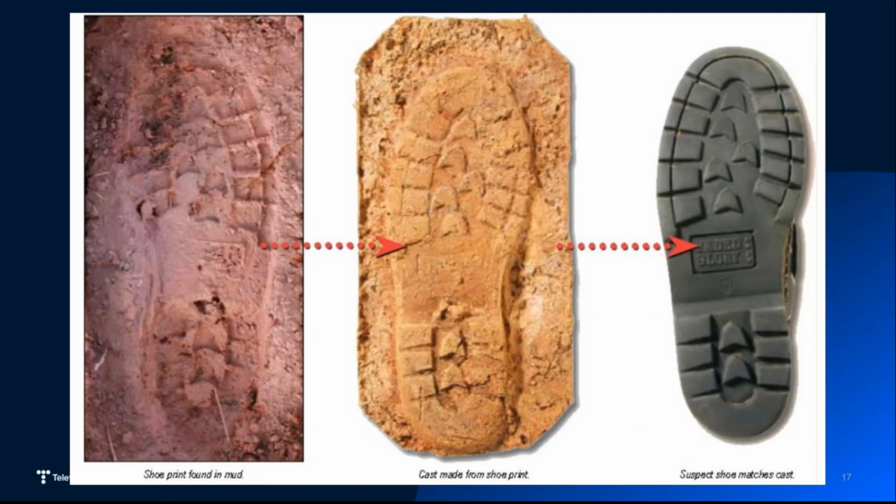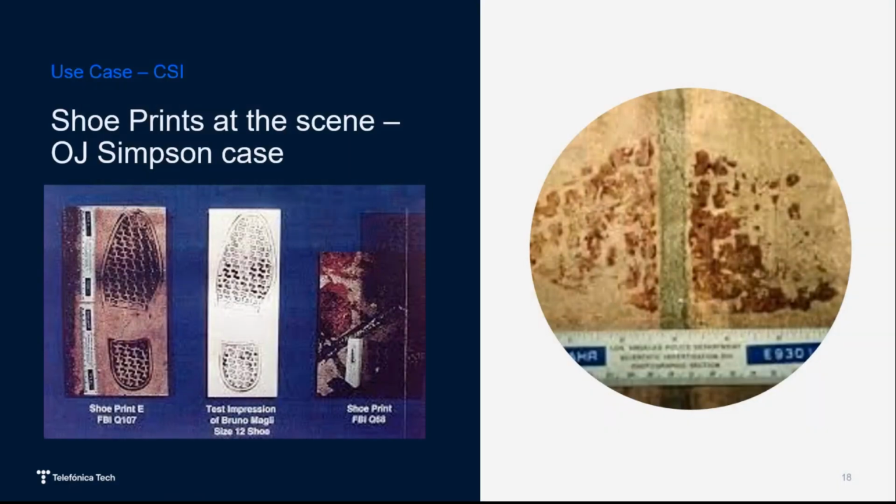And then the one on the next slide is probably a huge one I hope everybody's heard of, the O.J. Simpson trial. This one was really interesting because this was the bloody shoe print that was left at the crime scene. It was identified as coming from a pair of Bruno Magli shoes, which I always pronounce wrong because they're quite rare. And the prints were used as evidence in the trial.